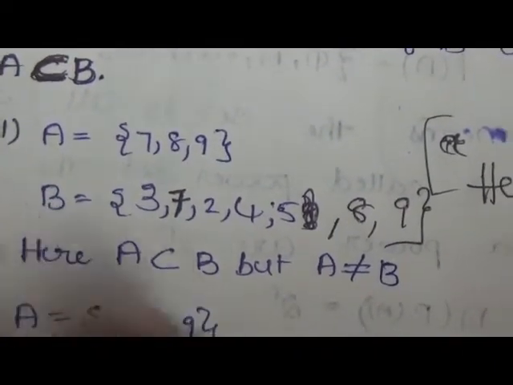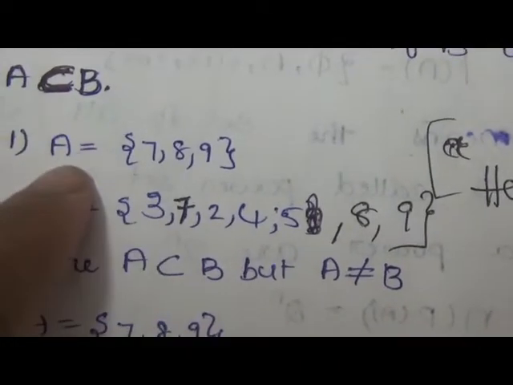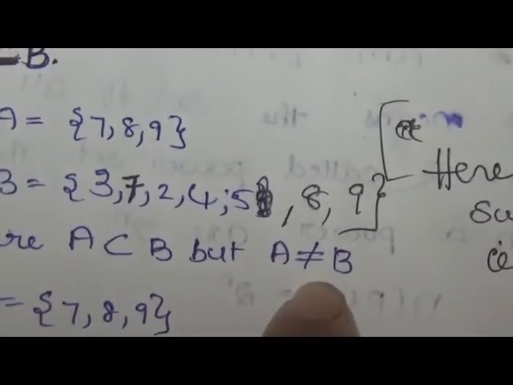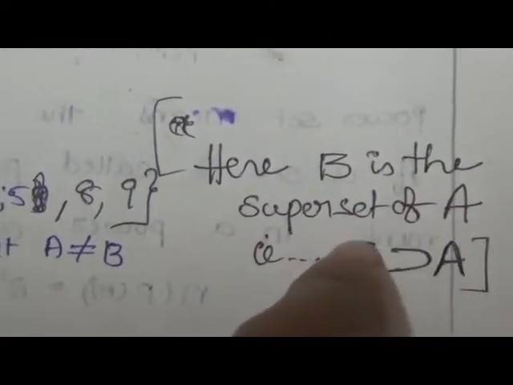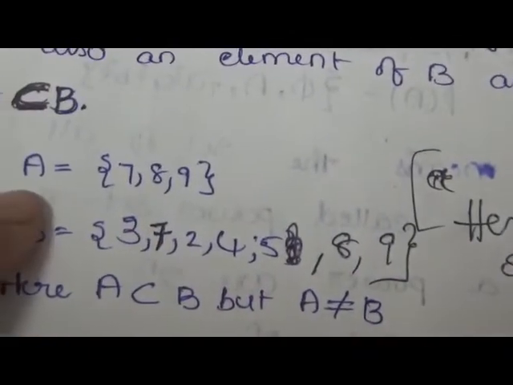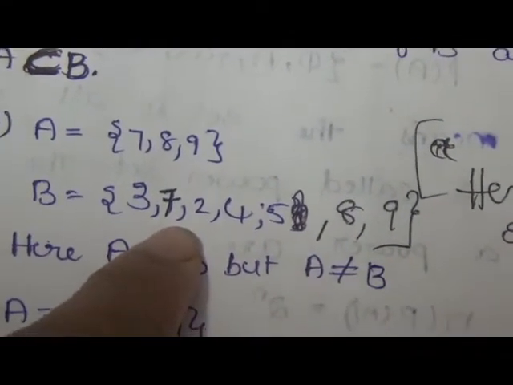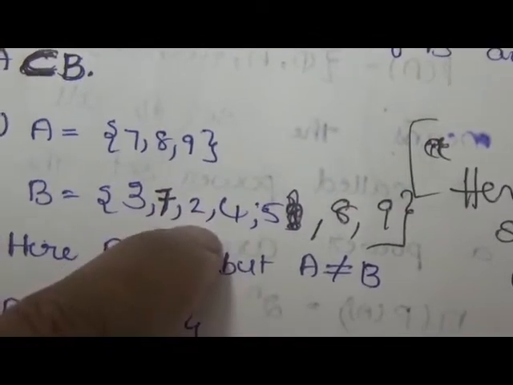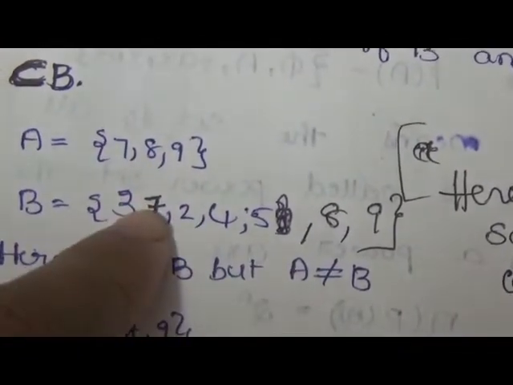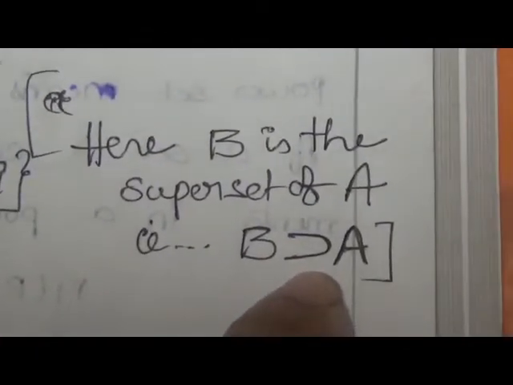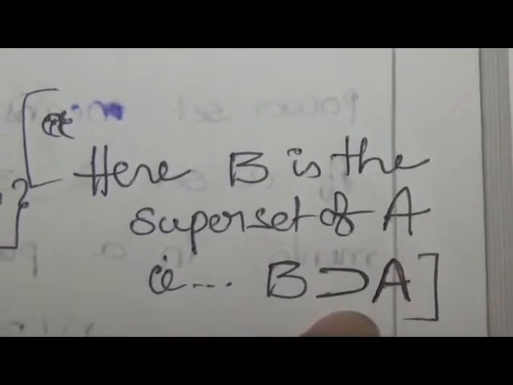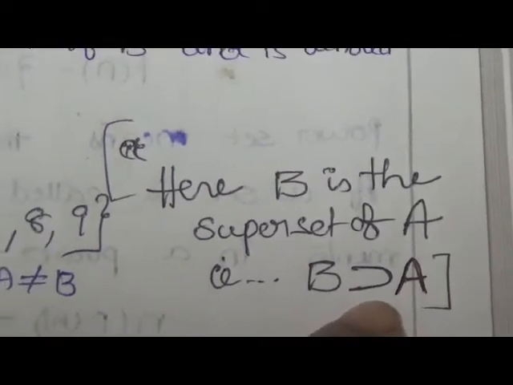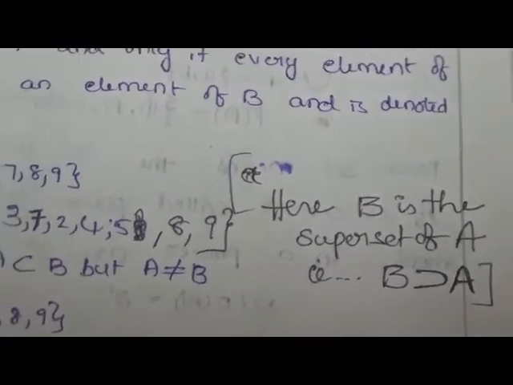Here the B set has more than the elements of A, right? Hence it is not equal to B. Here B is the superset of A. Superset means all the elements of A belong to B, but B has more elements than A. Hence, B is the superset of A. It is denoted like this. I think you can understand subset and superset by using this example.